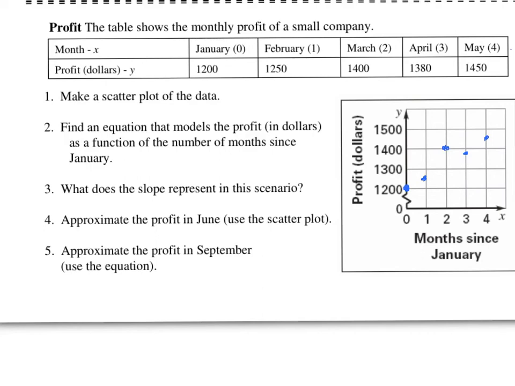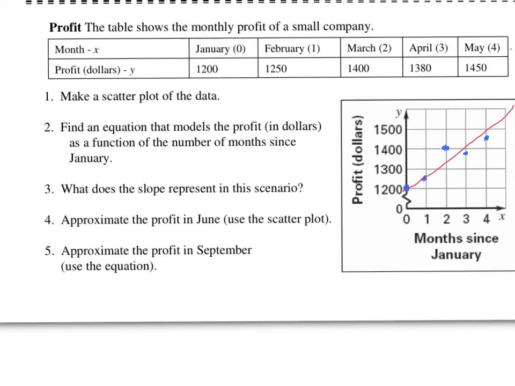The second thing says find an equation that models the profit in dollars as a function of the number of months since January. Okay, before we do that, we need to find a line of best fit. And they actually gave us a starting point in this one. They told us the y-intercept was 1,200, right? Because we had 0, 1,200 for our first point. So my line of best fit actually needs to start here and then extend from that somehow. The line of best fit looks like it's going to go right about through here, starting at 1200 because that is our y-intercept. So I'm going to draw a line through there, starting at 1200 and going up at about that rate. It's pretty close.